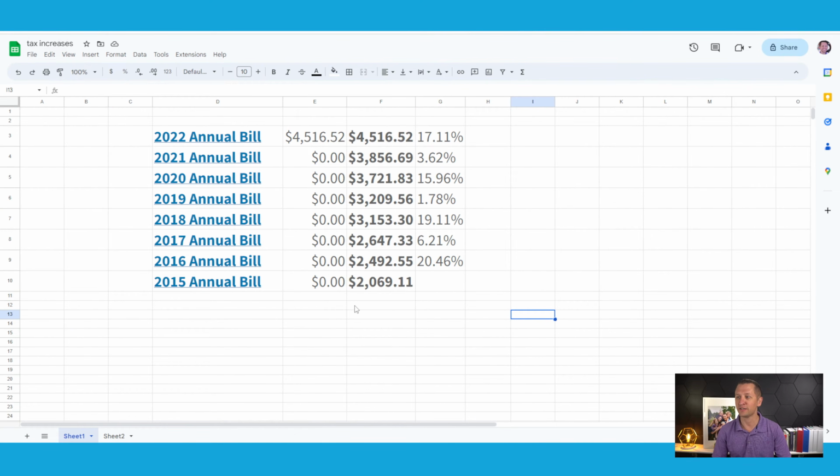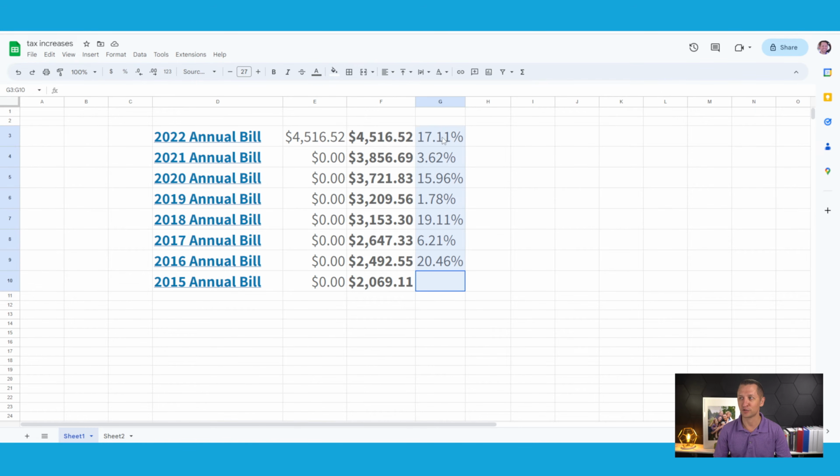So here are the property taxes on this investment property that I've had since 2015. That first year, it was $2,069. And that's basically what I was going off of in my head when I was looking at it. I was saying, okay, this thing is $2,000 in 2015, and then it's $4,500 in 2022.